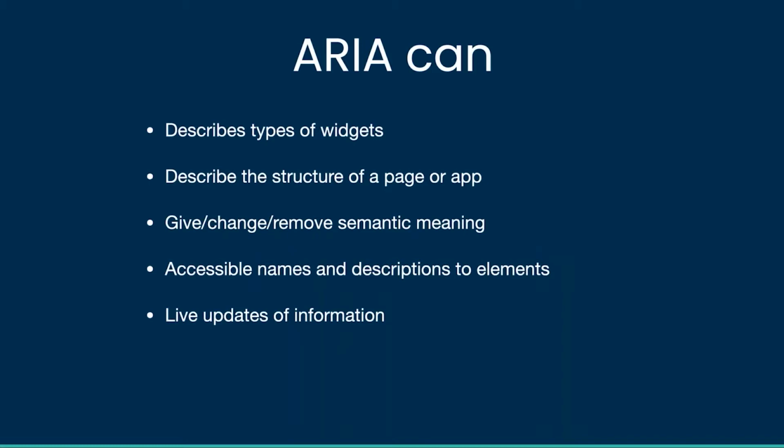So it can describe the actual types of widgets and elements. So you can use certain attributes to say this is a button or something else. You can describe the actual structure of your page using ARIA attributes, and you can alter the semantic meaning. You can add semantic meaning or even remove it and change what elements mean to assistive technologies. And you can label things with it as well and provide more information about elements. And as I said before, give live updates on areas of the page which may have changed.